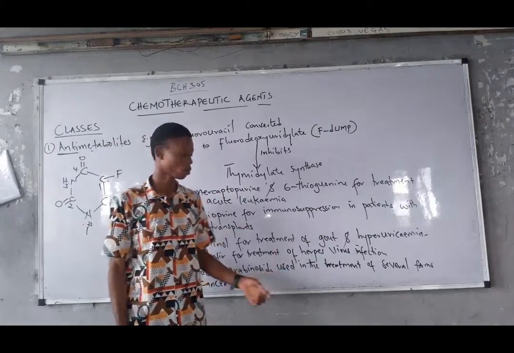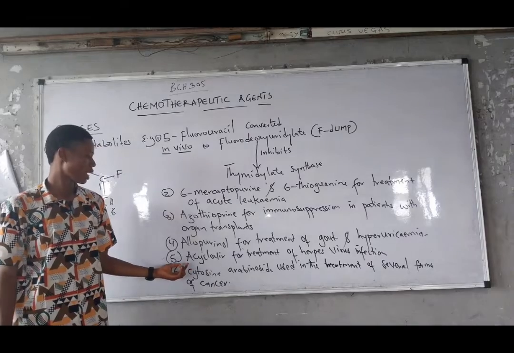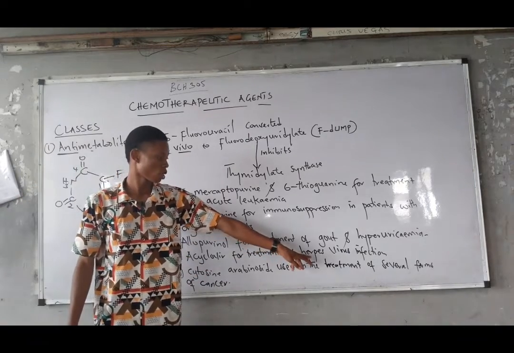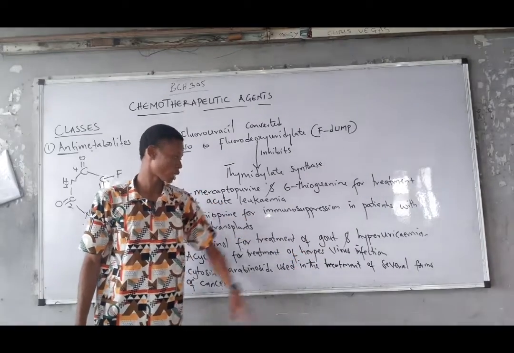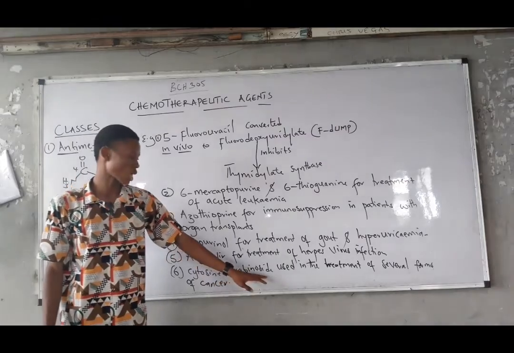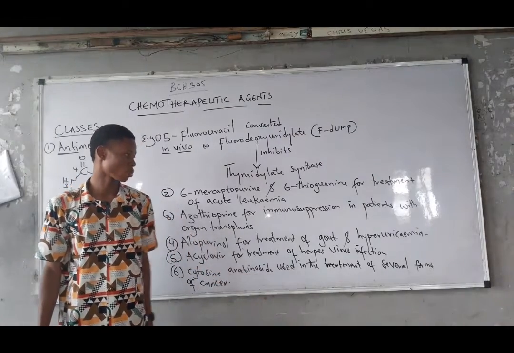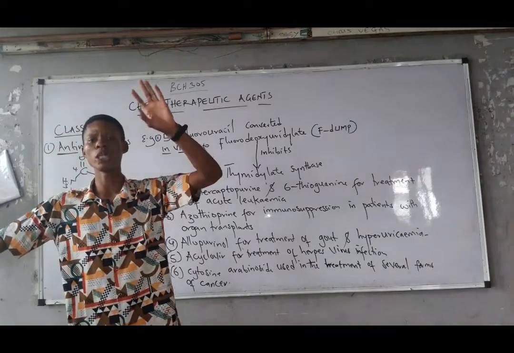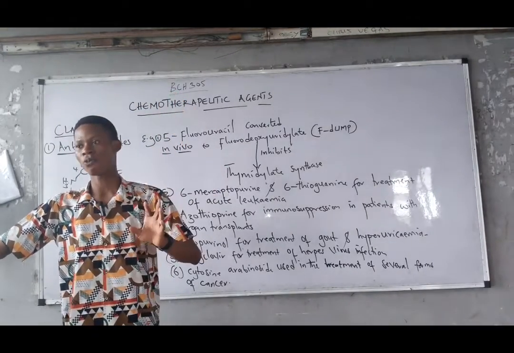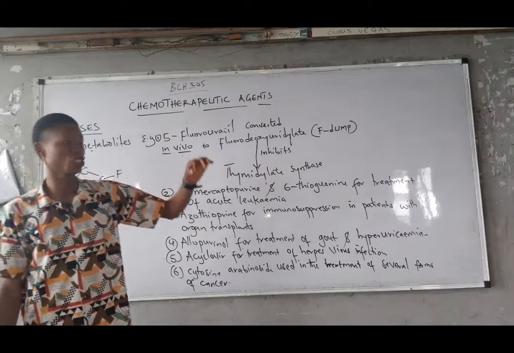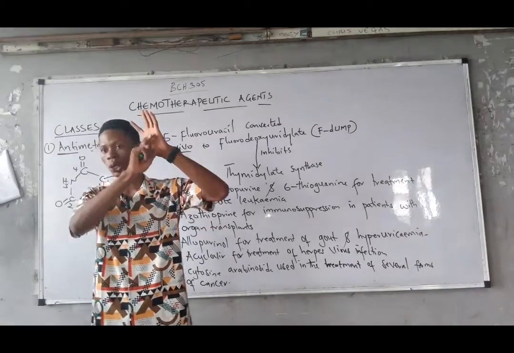Antimetabolites. Another one here, acyclovir, is used for the treatment of what? Herpes virus, right? Cytosine arabinoside is used in the treatment of several forms of cancer. Now, basically, if you are asked to list examples of antimetabolites as chemotherapeutic agents, number one you will list is what?